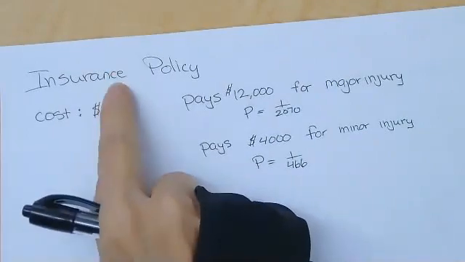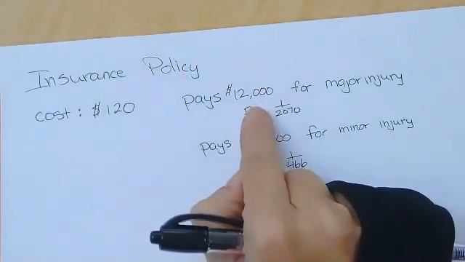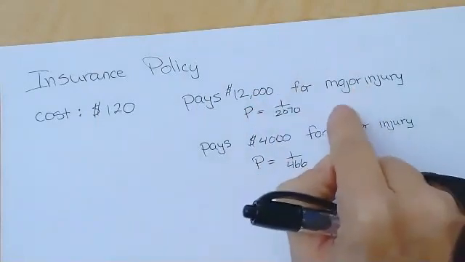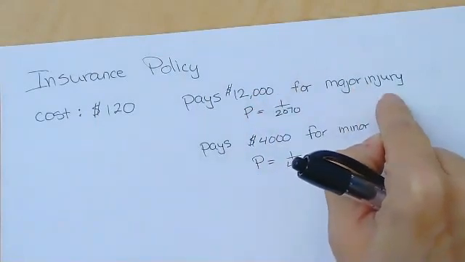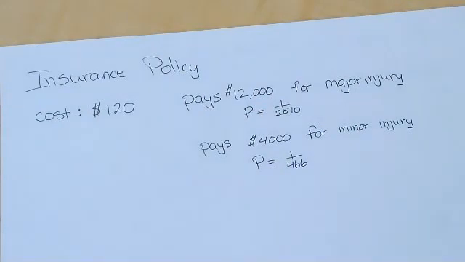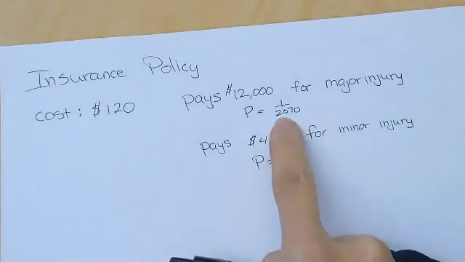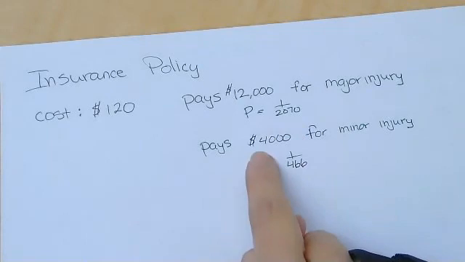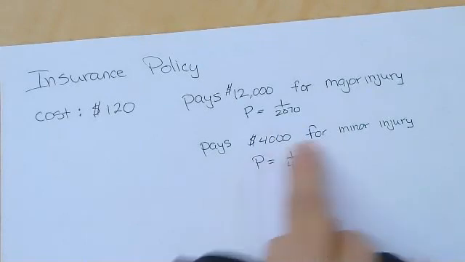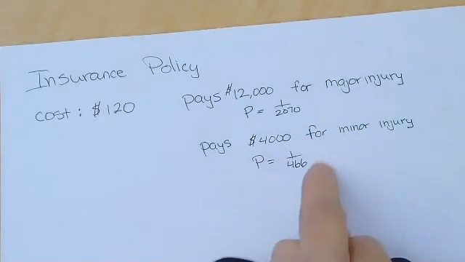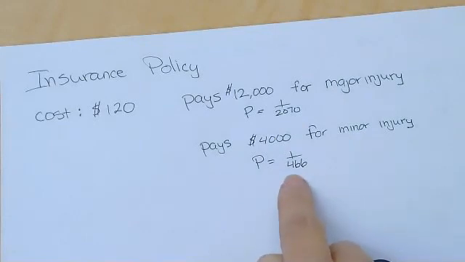But then the insurance policy will pay you $12,000 if you have a major injury. And it says in here that that's an injury that results in you having to be in the hospital. The chances of that happening, they calculate that the probability of somebody having a major injury is 1 out of every 2,070. Policy will also pay you $4,000 for a minor injury. And they calculate the chance of that to be 1 out of 466.